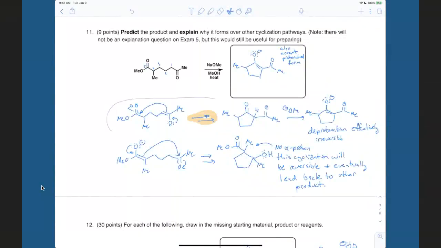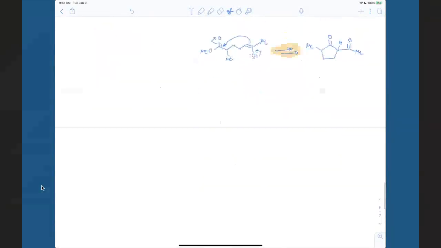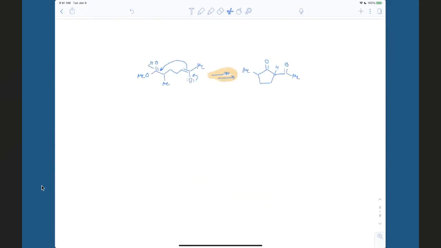I'm going to copy and there we go. So after this attacks, there's an intermediate in between. We're going to have the ketone here. This will make a tetrahedral intermediate. We have the methyl over here. And from this tetrahedral intermediate, this will be able to collapse and give us that structure.